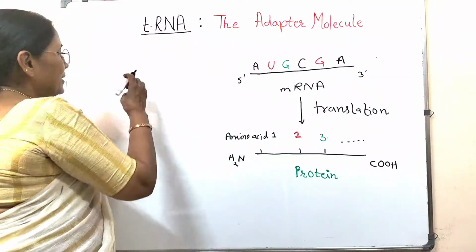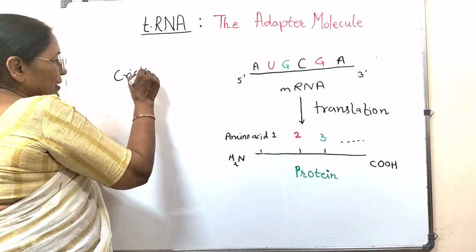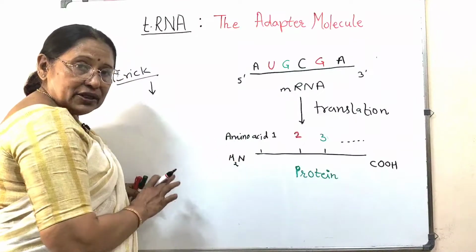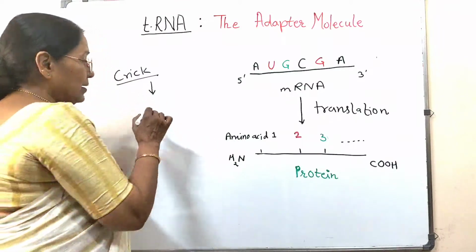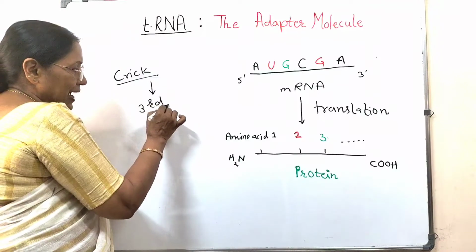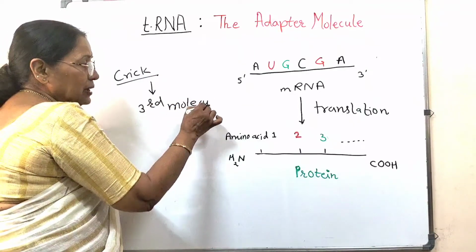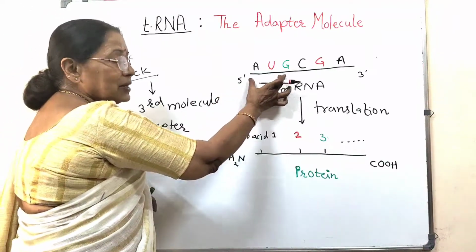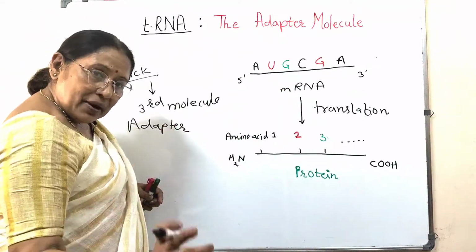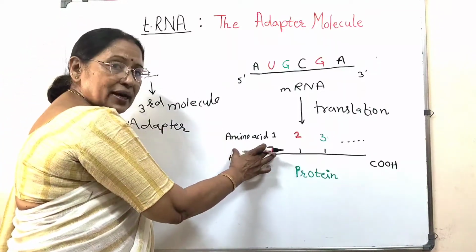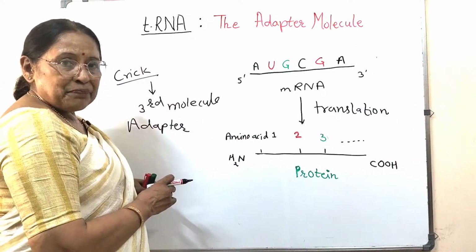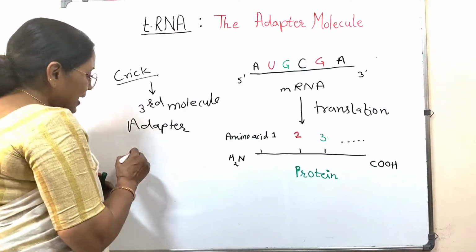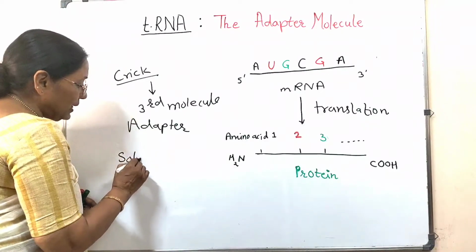It was Crick of Watson and Crick who was very clear that as there is no complementarity between these two, there has to be a third molecule which acts like an adapter. On one hand, it reads the codons on mRNA and accordingly it guides the amino acids to take their position. This molecule was already discovered at that time and it was known as soluble RNA.